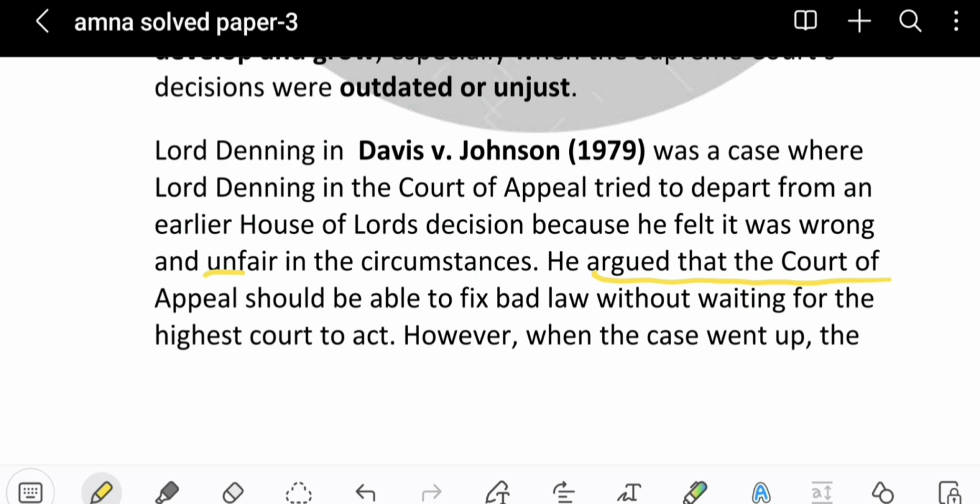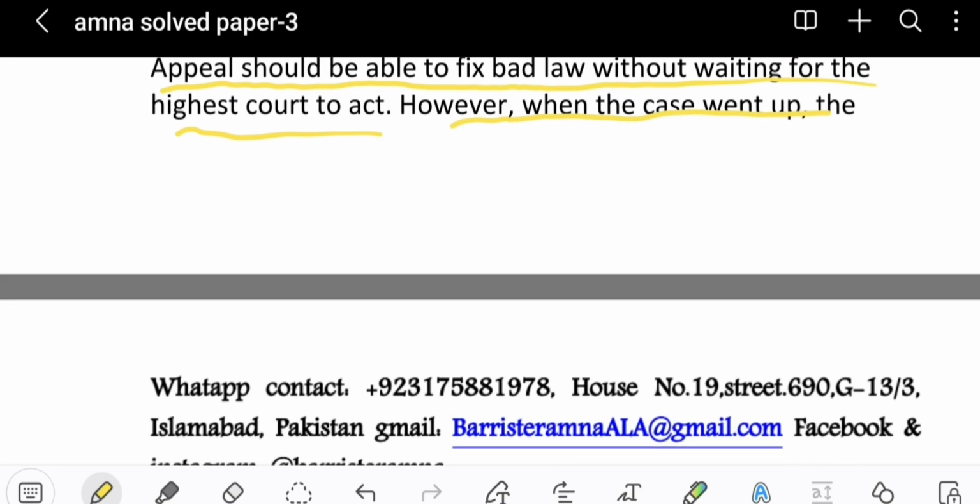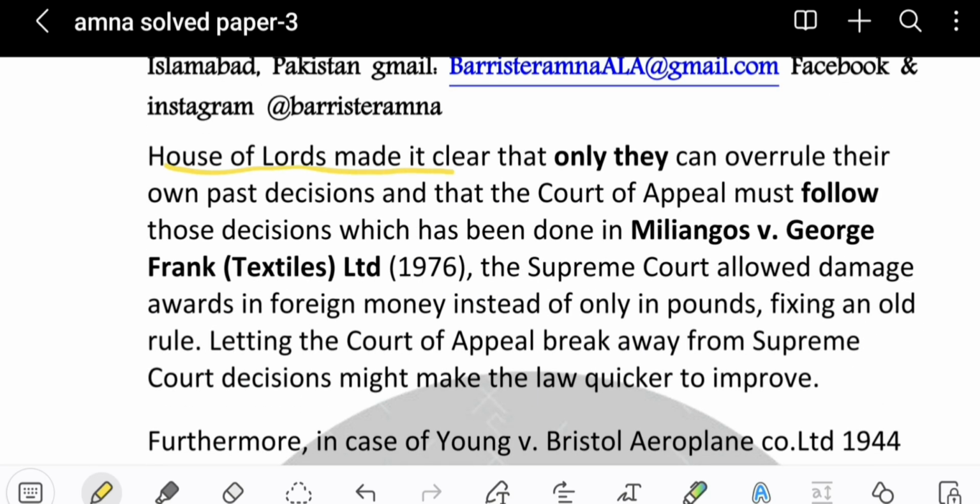He argued that the Court of Appeal should be able to fix bad law without waiting for a highest court to act. However, when the case went up, the House of Lords made it clear that only they can overrule their own past decisions, and the Court of Appeal must follow those decisions, which was done in Milangos versus George Frank Textiles Ltd, 1979.